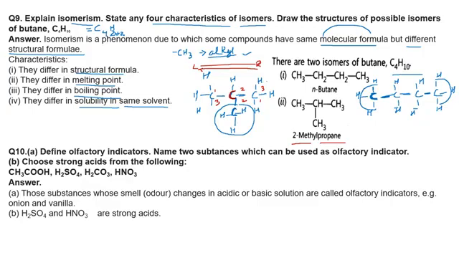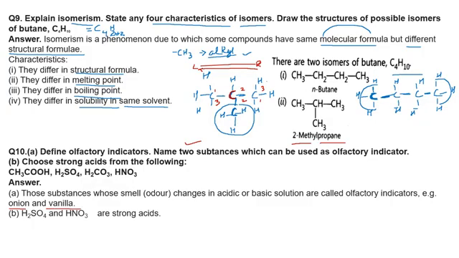Coming to question number 10: define olfactory indicators. Name 2 substances which can be used as olfactory indicators. Choose strong acids from the following. Okay, let us do the first part. Olfactory indicators are indicators which give a particular type of smell when they react with an acid or when they react with a base, right? For example, onion and vanilla are taken as olfactory indicators.